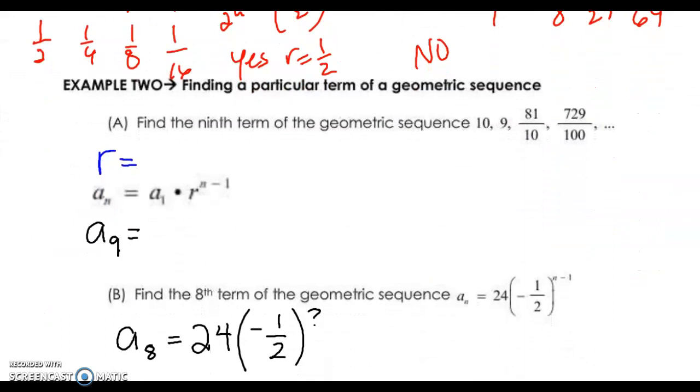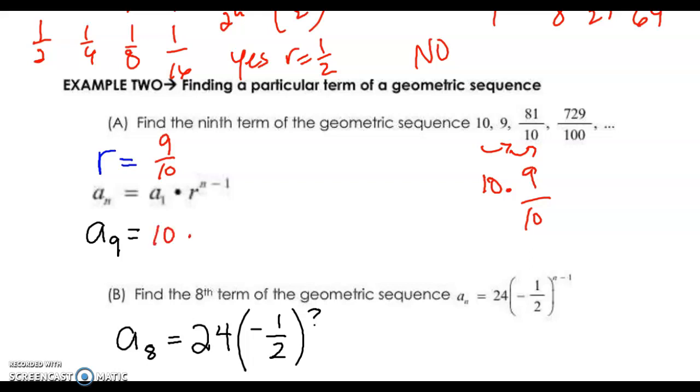Example 2, find a particular term of a geometric sequence. So we're asked to find the 9th term of the geometric sequence. Let's first notice what I am multiplying by to get each of the next terms. It looks like it's going to be 9/10. If I multiply 10 by 9/10, I'll get 9. So r is equal to 9/10. So here's my formula, and I'm going to plug in and look for the 9th term. The first term is 10.